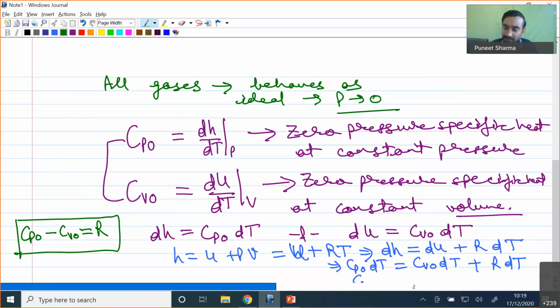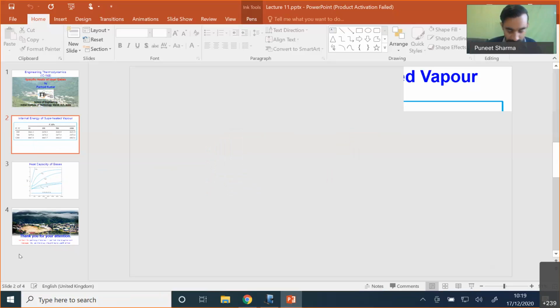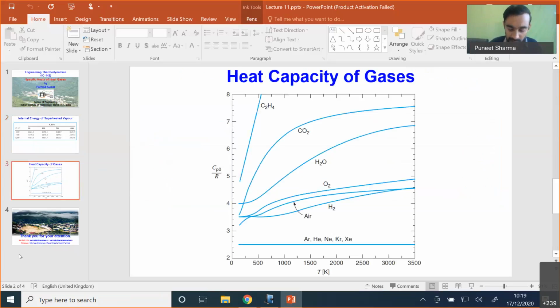Okay, so after considering the assumption of ideal gas, we are finding that CP naught minus CV naught is nothing but equal to R, which is our characteristic gas constant. Now let me show you some of the values of specific heat which are a function of temperature.